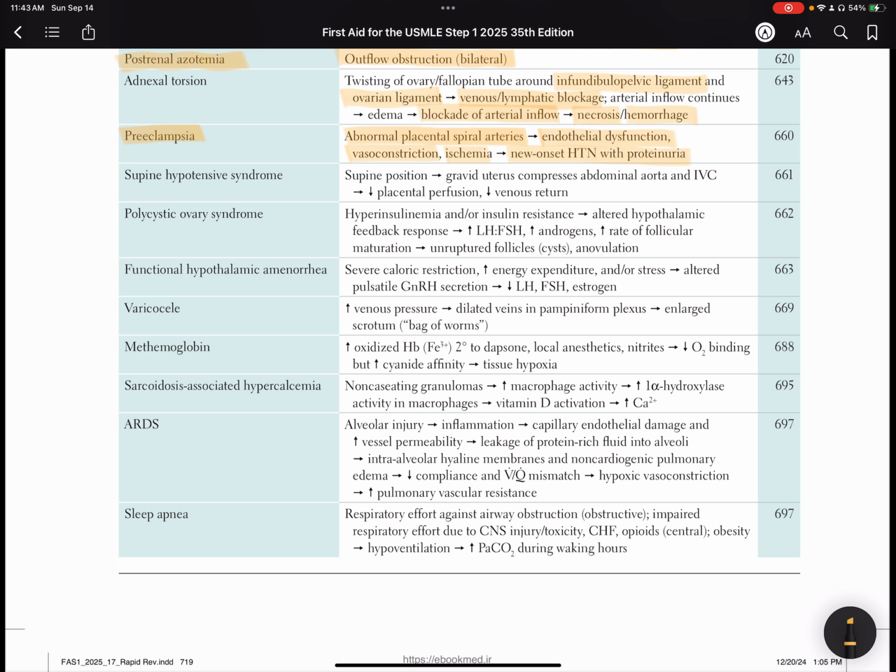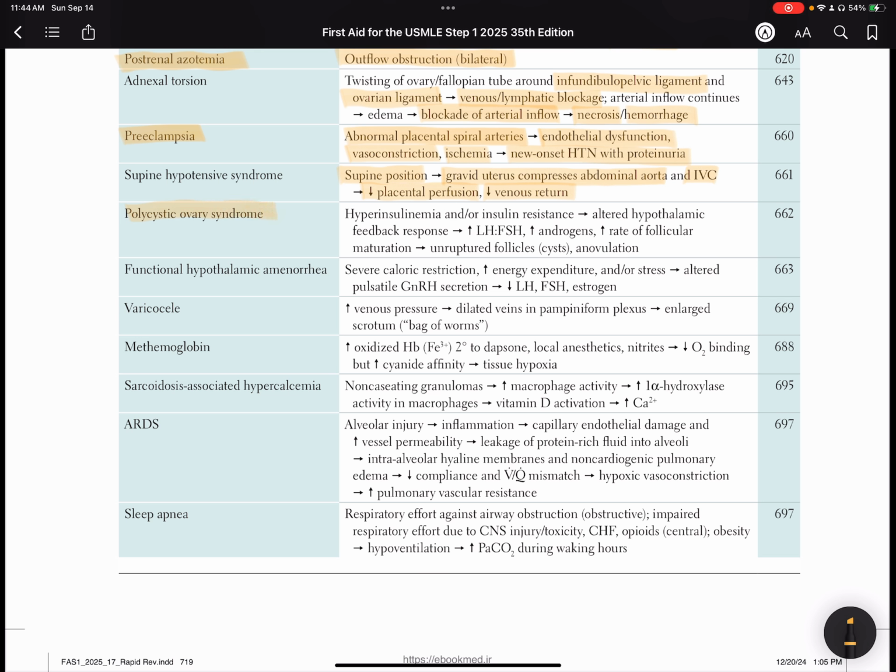What causes supine hypotensive syndrome? Supine hypotensive syndrome is caused by the supine position, where the gravid uterus compresses the abdominal aorta and IVC, leading to decreased placental perfusion and decreased venous return.